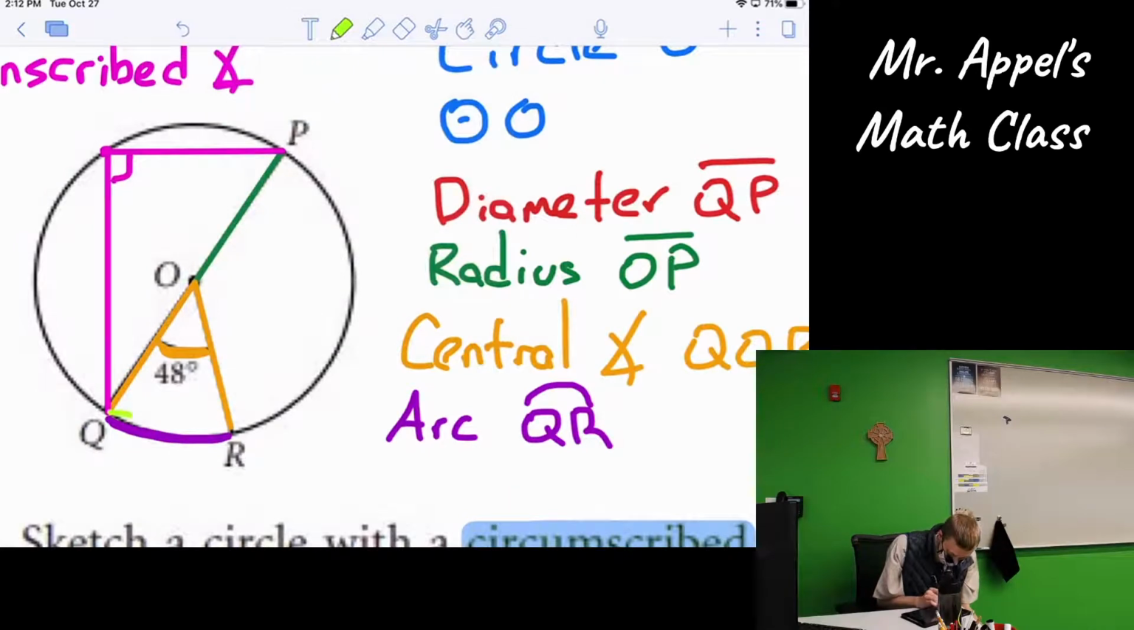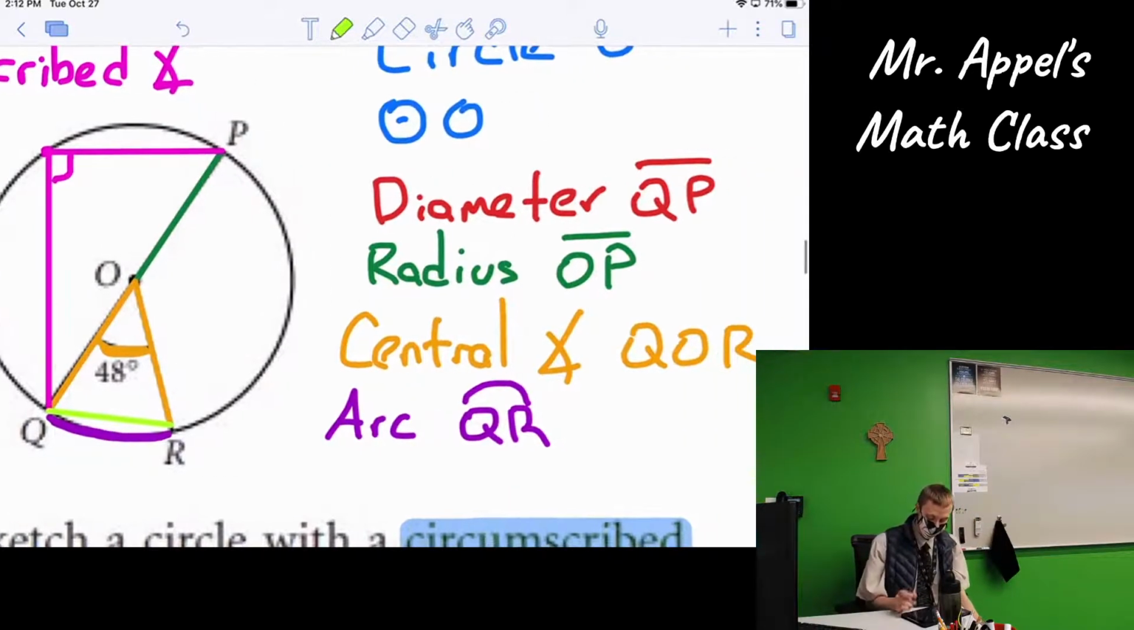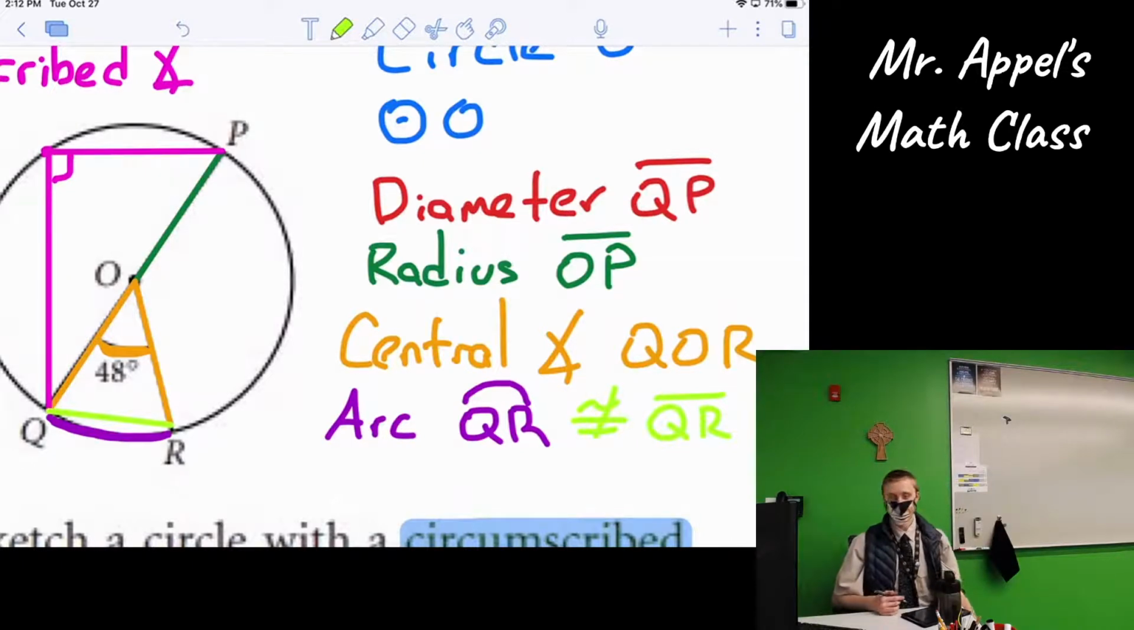But again, it is not the same as if I were to connect those with a straight segment. Right? This is not congruent to segment QR. Not the same thing. Arc is different. It also connects those 2 points, but it actually goes around the circle, not straight across.